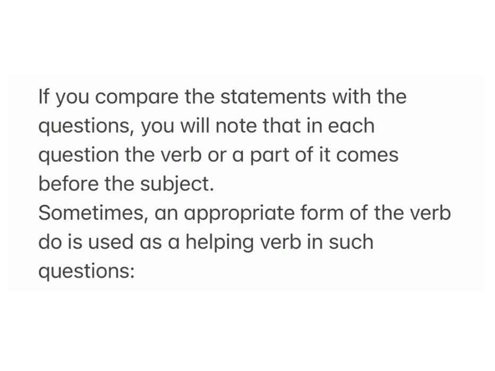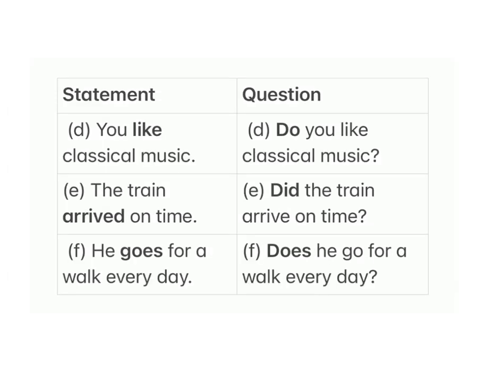Sometimes, an appropriate form of the verb do is used as a helping verb in such questions. Statement, question. D. You like classical music. D. Do you like classical music? E. The train arrived on time. E. Did the train arrive on time? F. He goes for a walk every day. F. Does he go for a walk every day?